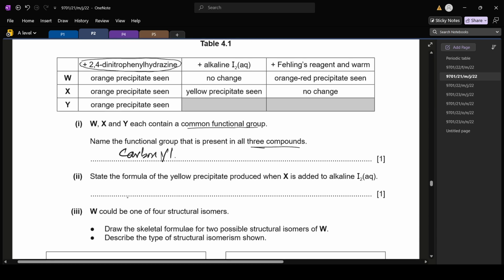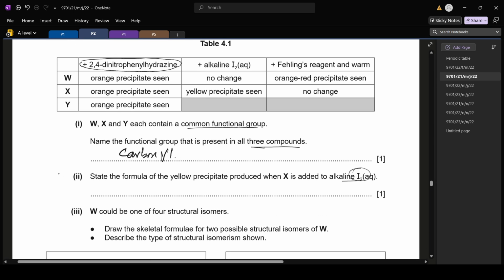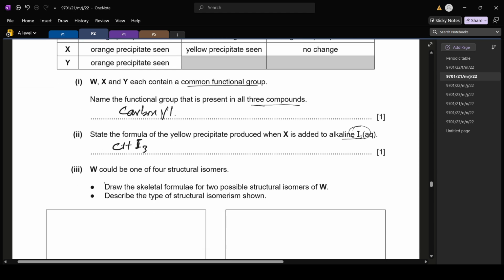Okay, state the formula of the yellow precipitate produced when X is added to alkaline iodine. So the yellow precipitate, this is the test for a methyl ketone group, and the yellow precipitate formed is triiodomethane, and it has the formula CHI3. Okay, this is the yellow precipitate.